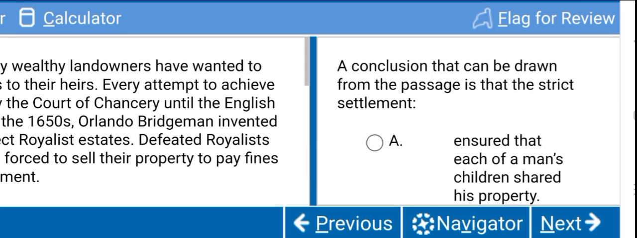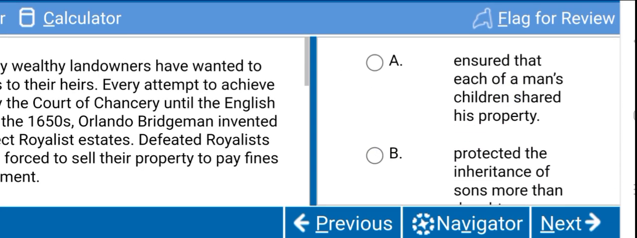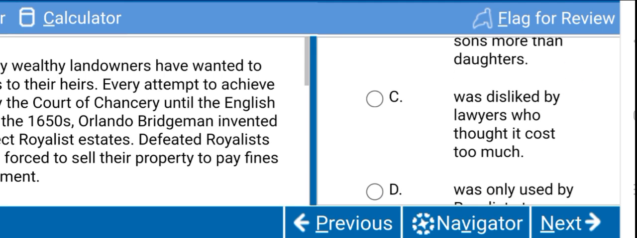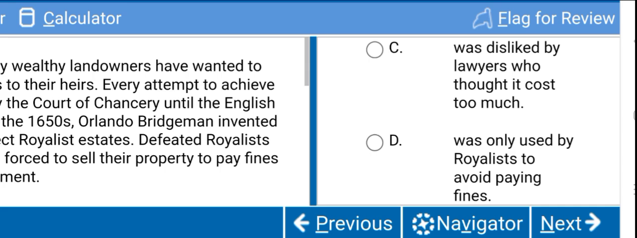A conclusion that can be drawn from the passage is that the strict settlement: Option A, ensured that each of a man's children shared his property. Option B, protected the inheritance of sons more than daughters. Option C, was disliked by lawyers who thought it cost too much. Option D, was only used by royalists to avoid paying fines.